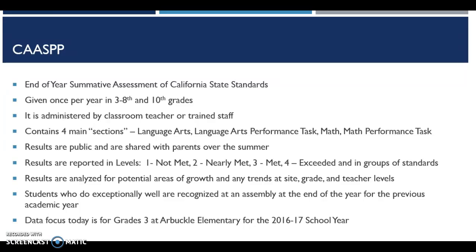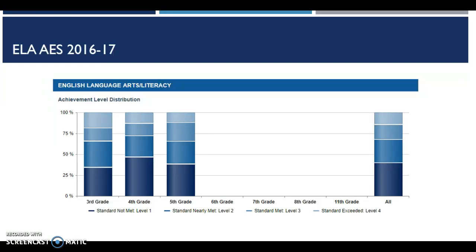The results are reported in levels, and I'll show you: not met, nearly met, met or exceeded in terms of application of the state standards. Results are analyzed for potential areas of growth and any trends at the site, grade, and teacher levels. Students who do exceptionally well are recognized at an assembly at the end of the year for the previous academic year. And the data focus today is for 3rd grade for the 2016-2017 school year.